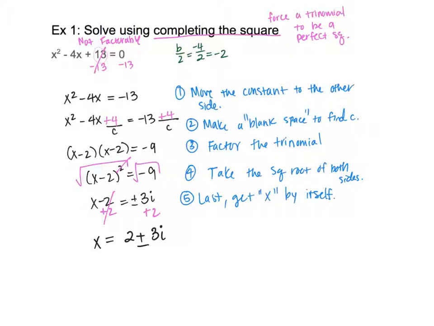It's just a preference. And sometimes I forget that and then I just write them as 2 plus minus 3i. But it doesn't matter the order. Once x is by itself, that's all we care about.